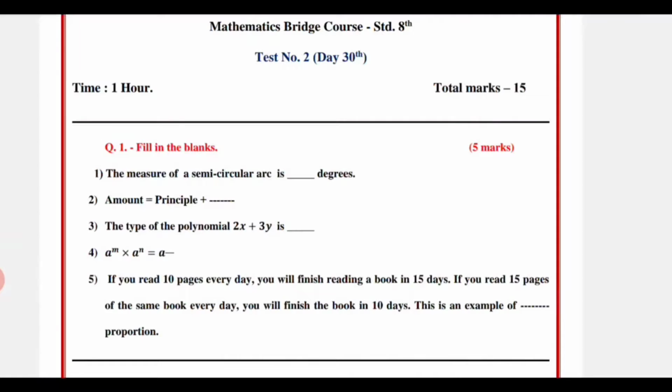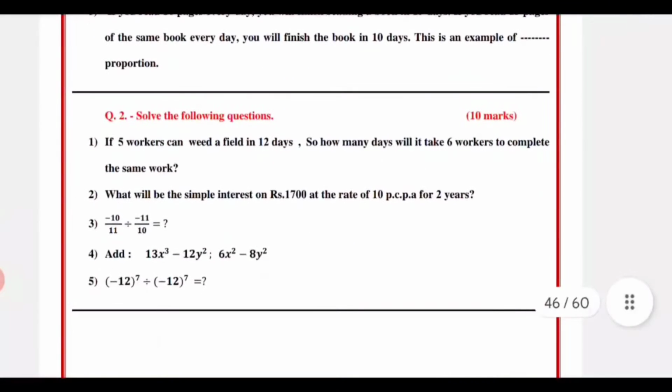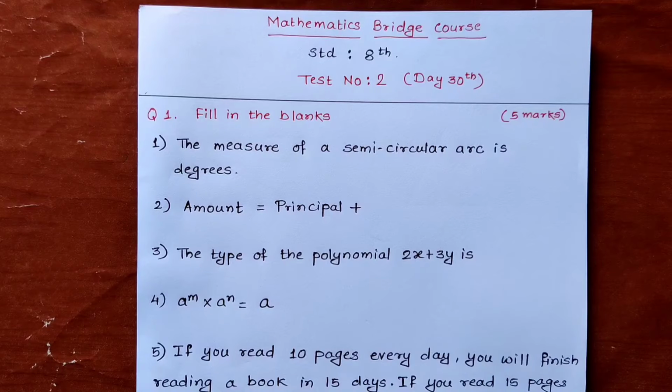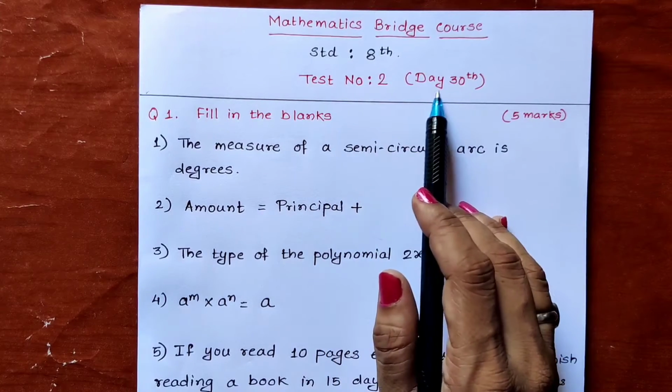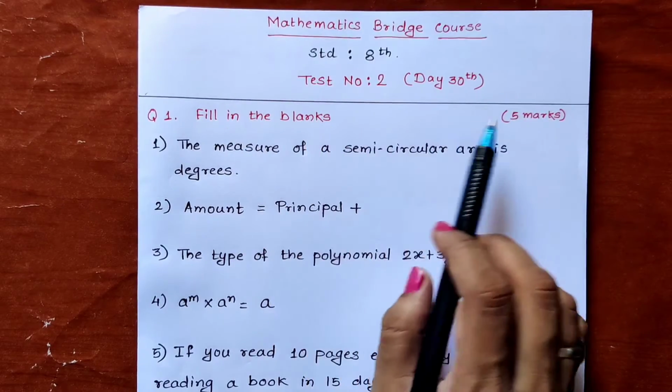This is question number 1, fill in the blanks for 5 marks. And this is question number 2, solve the following for 10 marks. Now let us solve in our paper. So in this way I have written the question on my page. Mathematics Bridge Course Standard 8, test number 2. This is day 30th. Fill in the blanks for 5 marks.